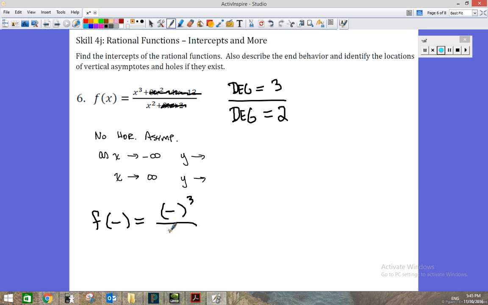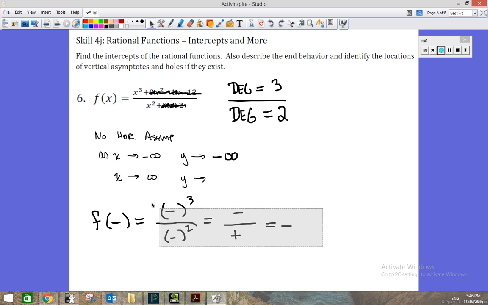So I have a negative number, but it's raised to an even power. So I have a ratio of a negative number divided by a positive number, because negative times negative is positive, and that ratio is negative. So I know that this y is approaching negative infinity.